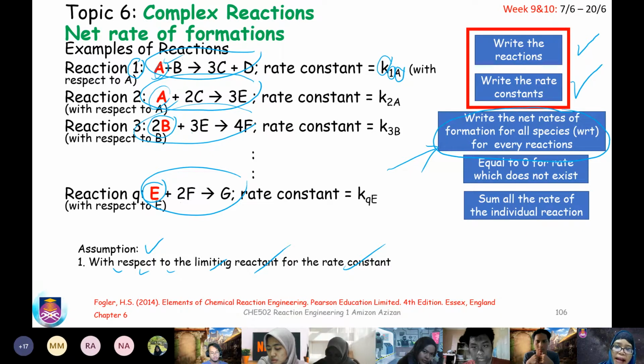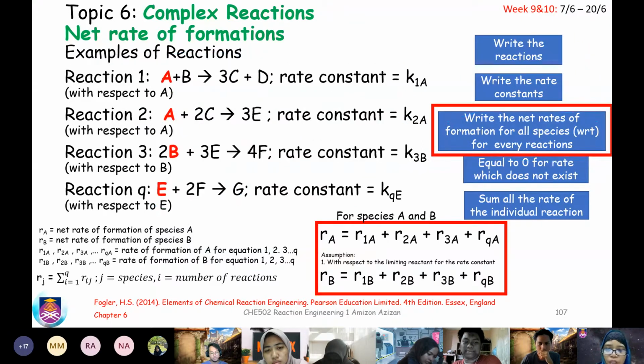So we're going to write the rate constant with respect to the limiting reactant and also the number of equation or reaction. This one is reaction number 2. So the rate constant for reaction number 2 with respect to the limiting reactant A, then reaction number 3 with respect to the limiting reactant B, and finally KQ with respect to the limiting reactant E. Okay, we're going to go to the next one. This is done, that is done.